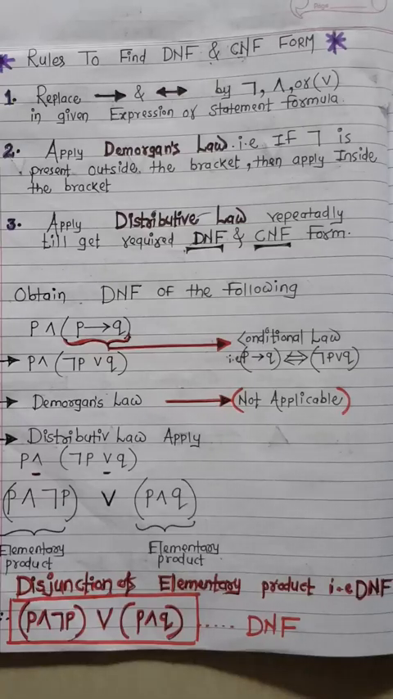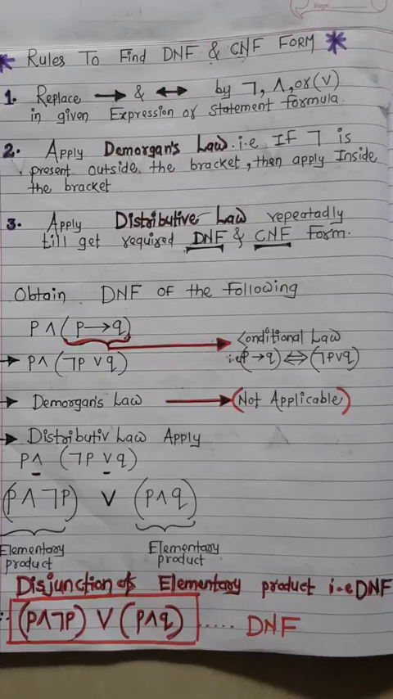Now, to learn the concept of DNF and CNF thoroughly, everyone must know the fundamental part about elementary product and elementary sum, because by taking the reference of these two terms we are going to define DNF and CNF. And once you get the idea about the definition of DNF and CNF, it is very easy to obtain the DNF and CNF form of the given statement formula.